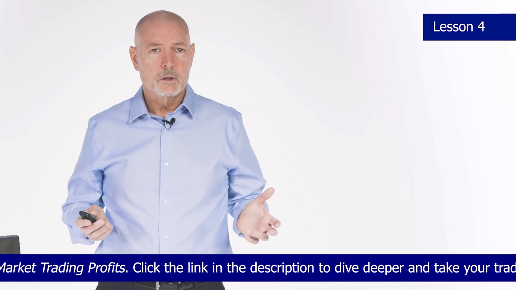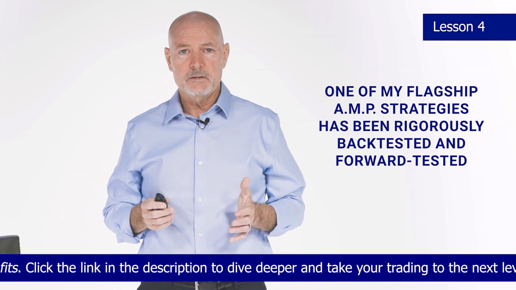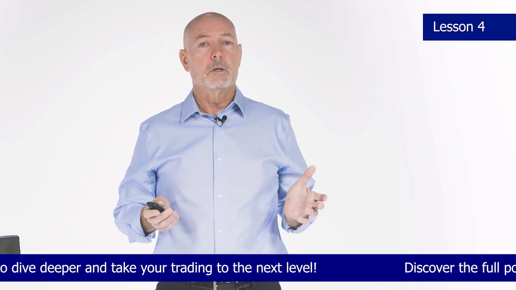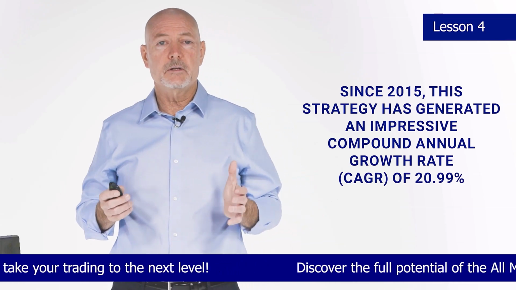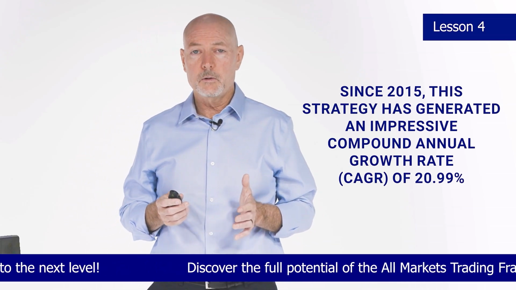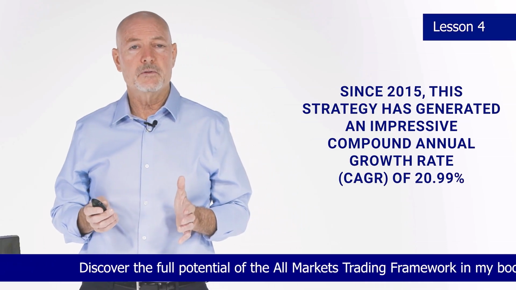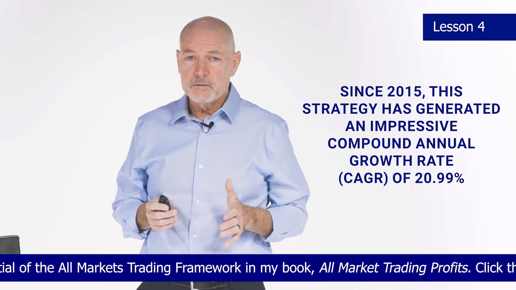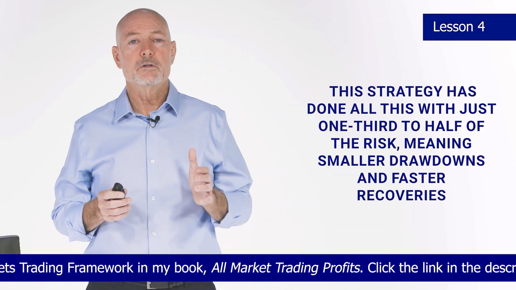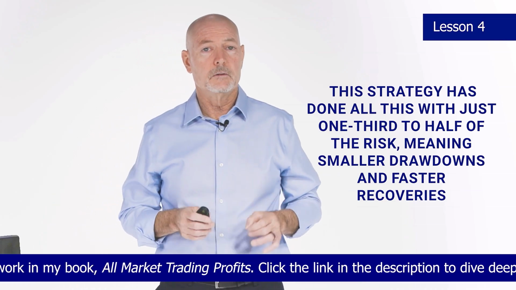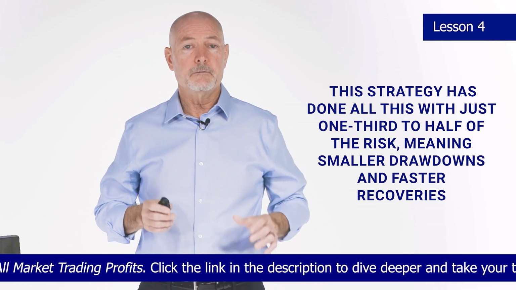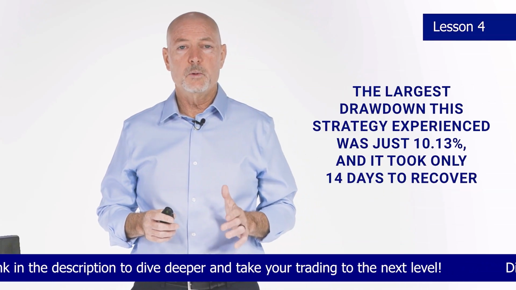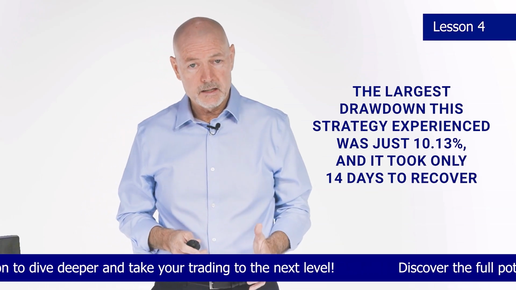So what kind of results have I gotten from a strategy like this? Let's talk track record. One of my flagship AMP strategies has been rigorously back-tested and forward-tested, and the results? Since 2015, this strategy has generated an impressive compounded annual growth rate of 20.99%. That's almost double the return of the S&P 500. What's even more impressive is that this strategy has done all this with just 1/3 to 1/2 the risk, meaning smaller drawdowns and faster recoveries. In fact, the largest drawdown this strategy experienced was just 10.13%, and it took only 14 days to recover.